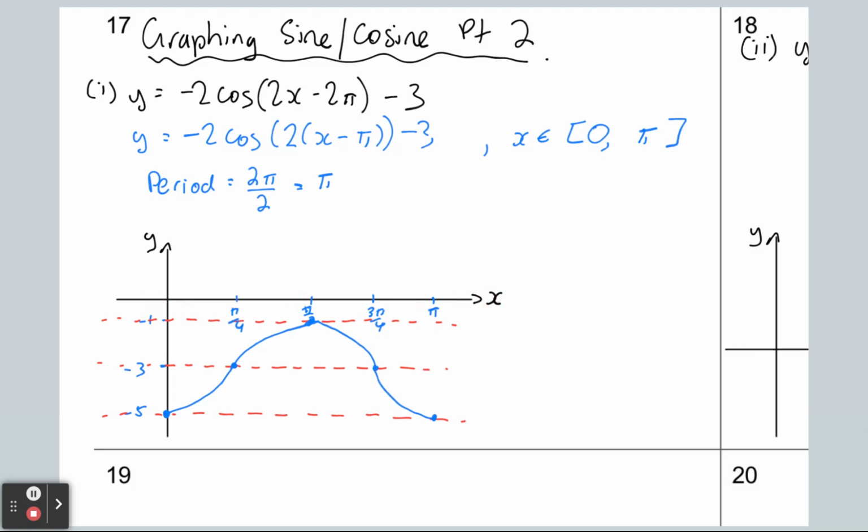Everything stays below the x-axis, so there's nothing else to figure out. There's my lovely little graph like so, and we're done.